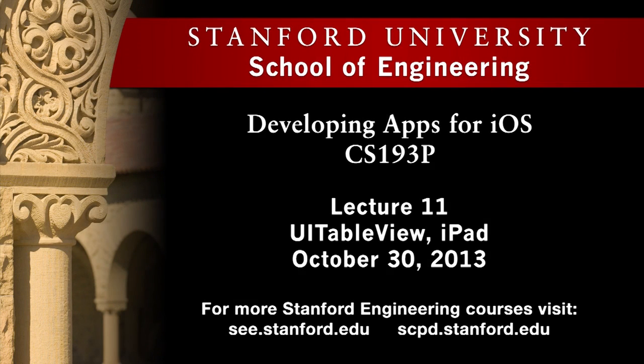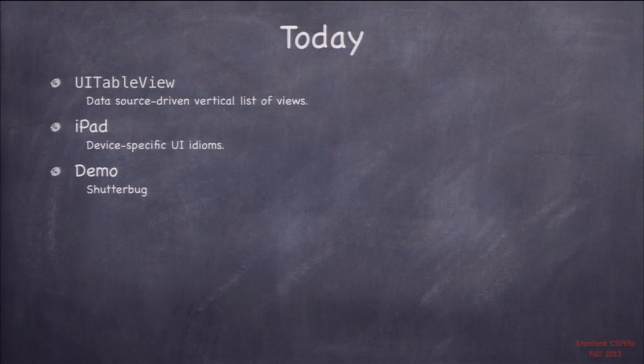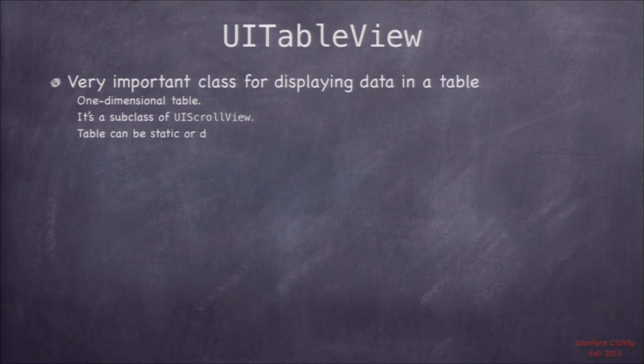So welcome to Lecture 11 of CS 193P. This is the fall quarter of academic year 2013-14. And today we're going to talk about two major topics. One is UITableView, which is a very important class. And also we're going to talk about the iPad now. We've been doing everything so far on the iPhone. We want to start doing things actually on both platforms now, iPad and iPhone. And then I'm going to do a demo which is going to, of course, incorporate these two things.